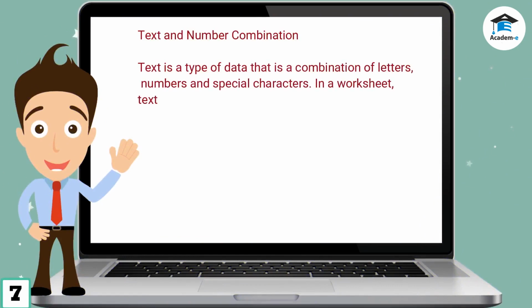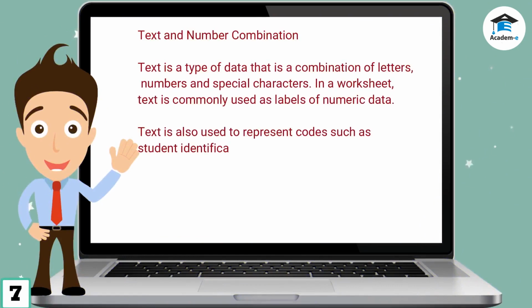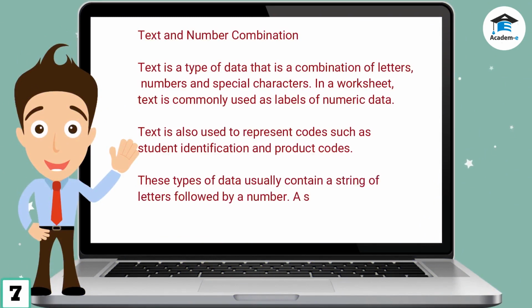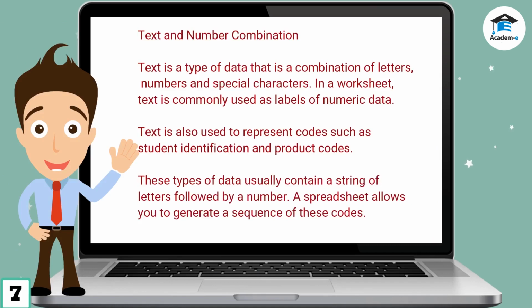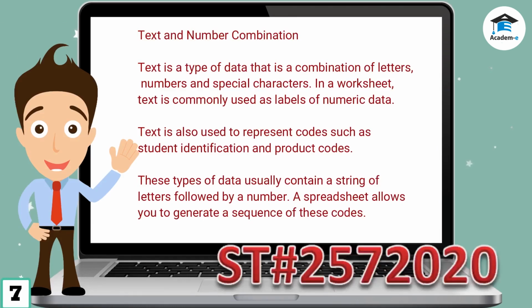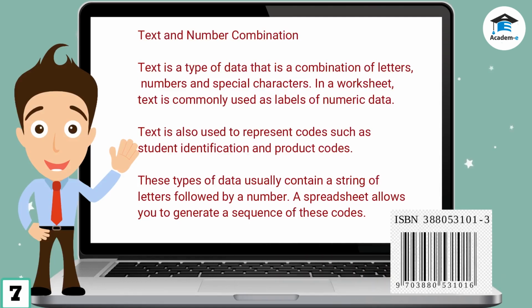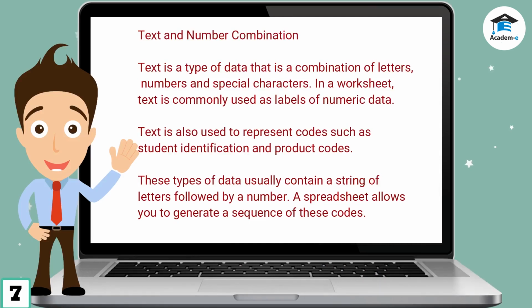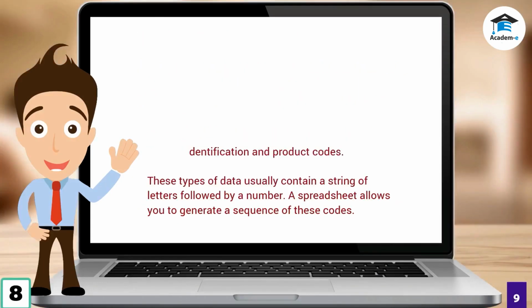Text and number combination. Text is a type of data that is a combination of letters, numbers, and special characters. In a worksheet, text is commonly used as labels of numeric data. Text is also used to represent codes such as student identification and product codes. These types of data usually contain a string of letters followed by a number. Spreadsheet allows you to generate a sequence of these codes.